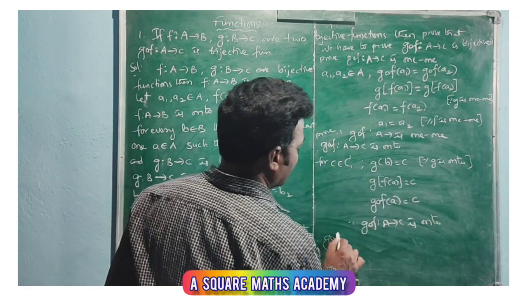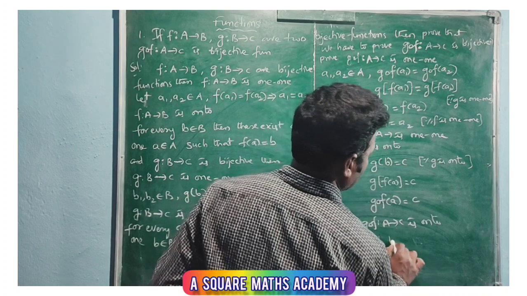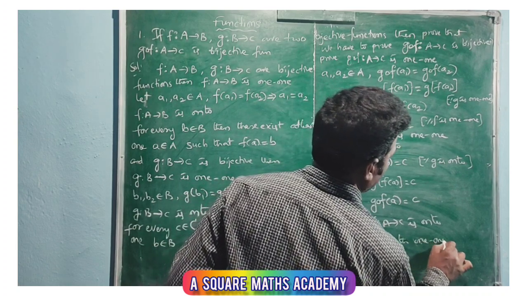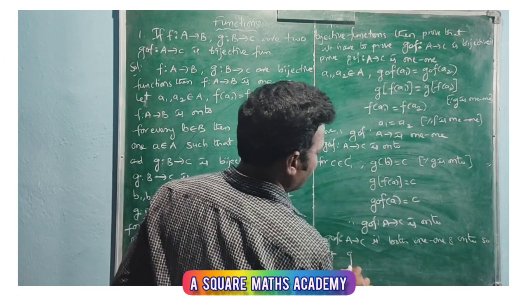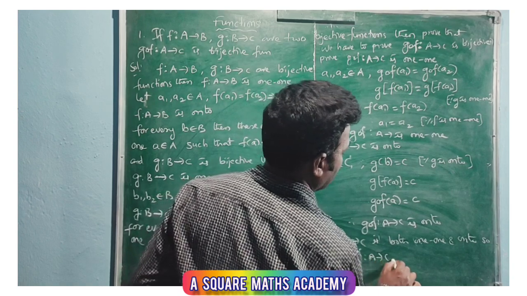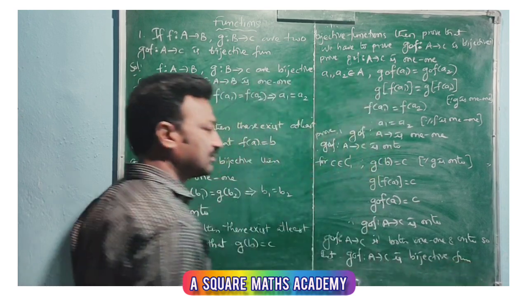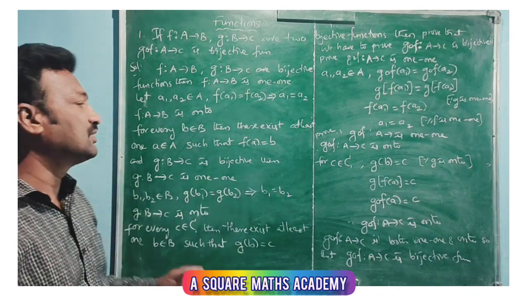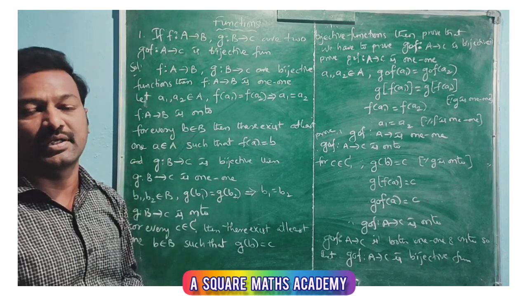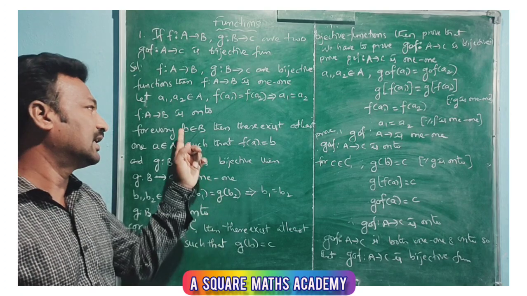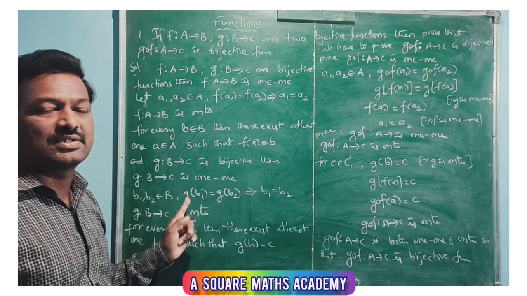So G circle F from A to C is both 1-1 and onto. So G circle F from A to C is a bijective function. Bijective function. So this is the theorem. So in the first theorem, what to observe is that bijective functions are given, and we have to show G circle F from A to C is bijective. What is bijective? 1-1 and onto. Since F is bijective, the 1-1 definition and onto definition hold. G is bijective, so the 1-1 definition and onto definition hold.